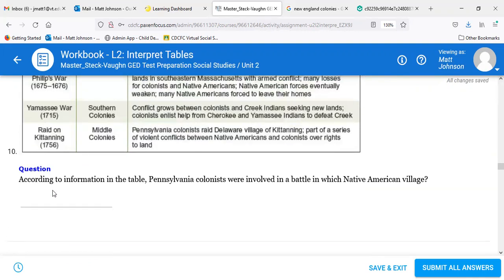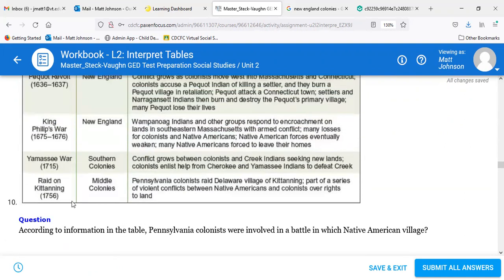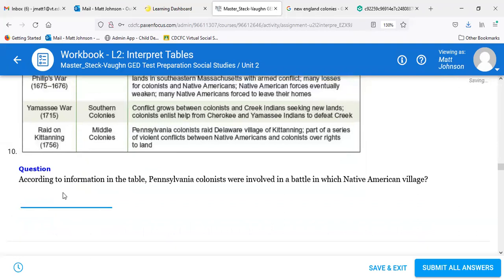So according to information in the table, Pennsylvania colonists were involved in a battle in which Native American village? So Delaware, Pennsylvania, village of what? Delaware village of Kittanning. Yeah, there you go. So right here, Pennsylvania colonists raid Delaware village of Kittanning, part of a series of violent conflicts between Native Americans. So Kittanning. Okay.